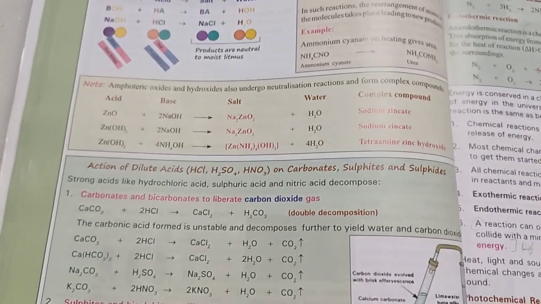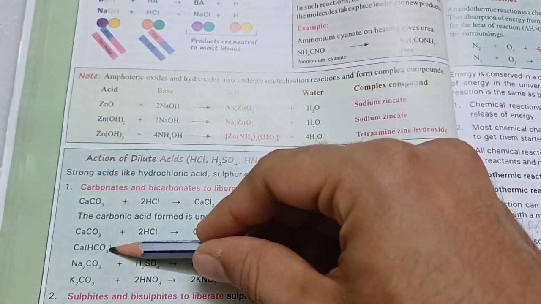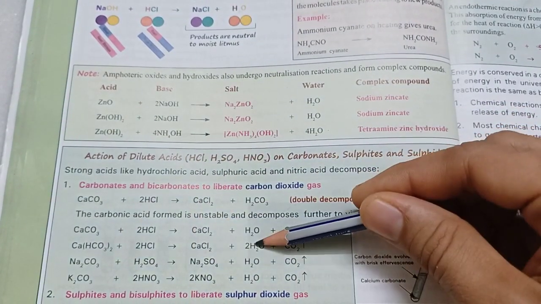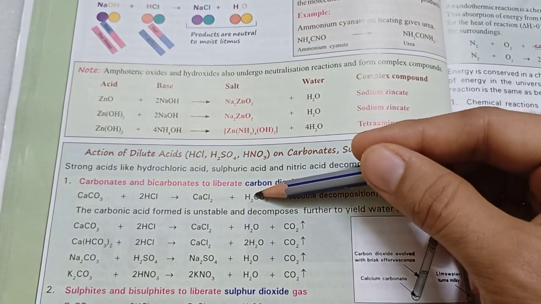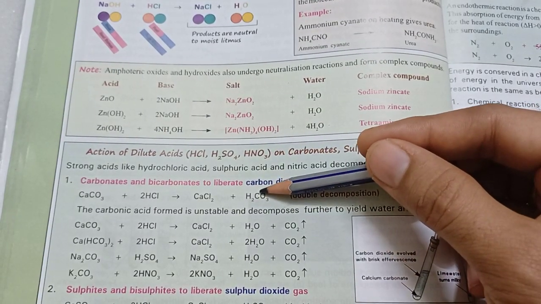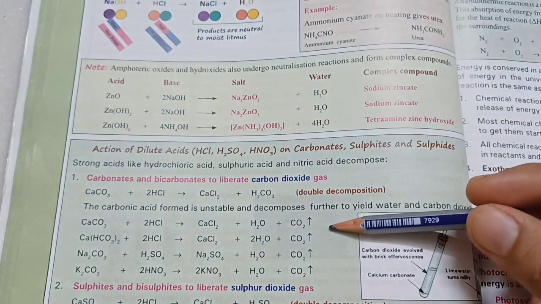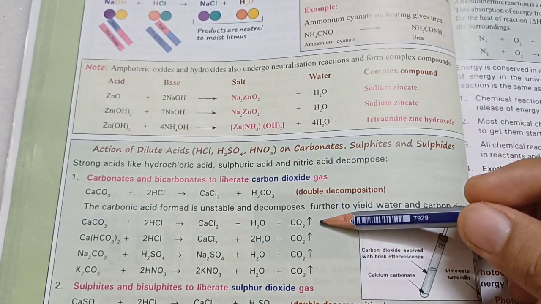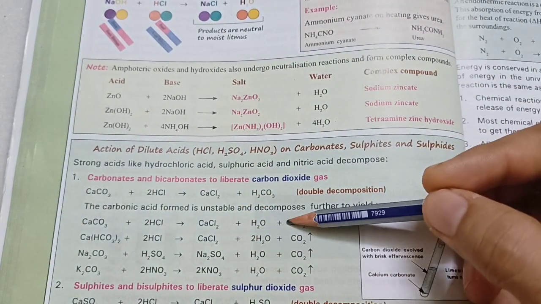Now some typical properties of acids. Whenever you react an acid with a carbonate or bicarbonate, the products are salts, water, and carbon dioxide gas. Don't write carbonic acid because that's unstable. Instead, break it down into carbon dioxide and water. So if you learn the equation in English, now you can frame any equation. You just need the knowledge of the valencies and the balancing of equations.